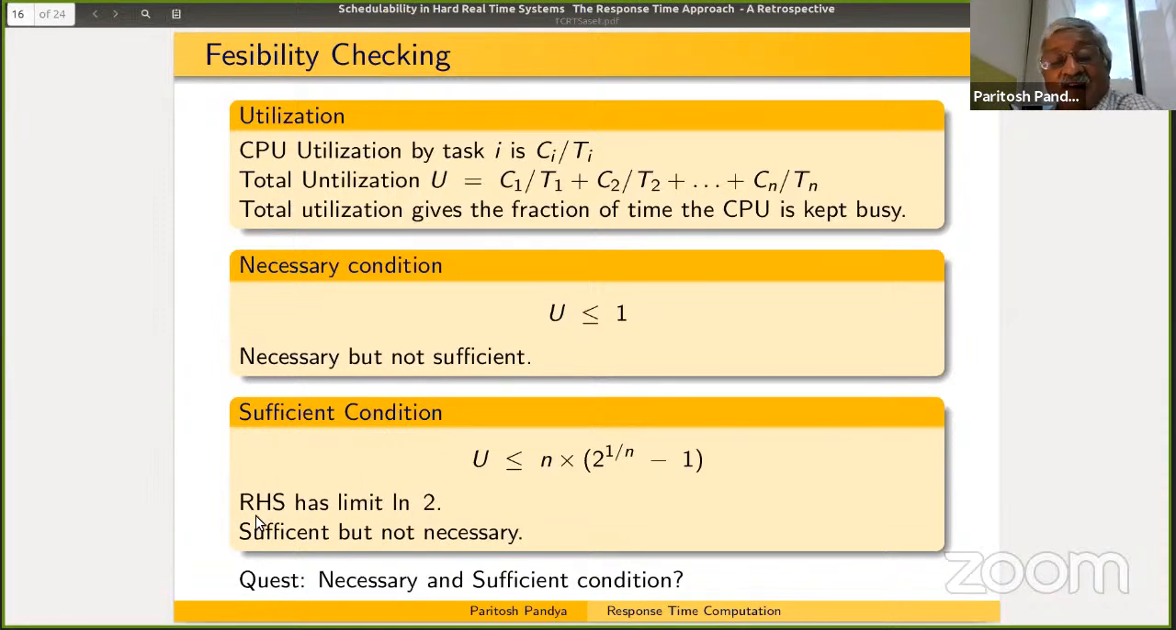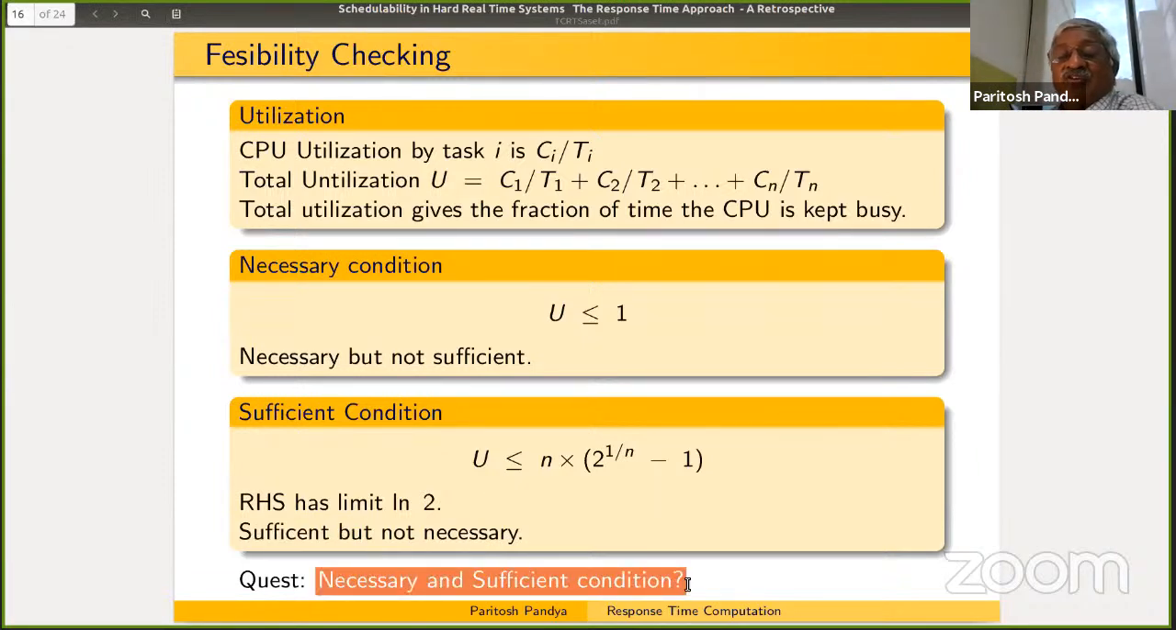Again, this is a sufficient condition. If it is met, all deadlines will definitely be met. But there are instances where this condition is not met, and yet it is possible to find a priority assignment which will meet all the deadlines. So the big question was, is there a necessary and sufficient condition for feasibility of a task mix under a given priority assignment? Is there an exact test for feasibility? This was the question.